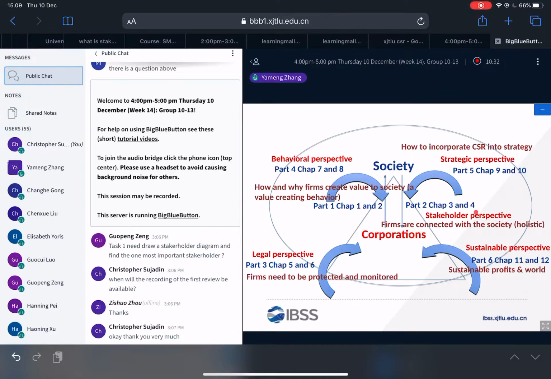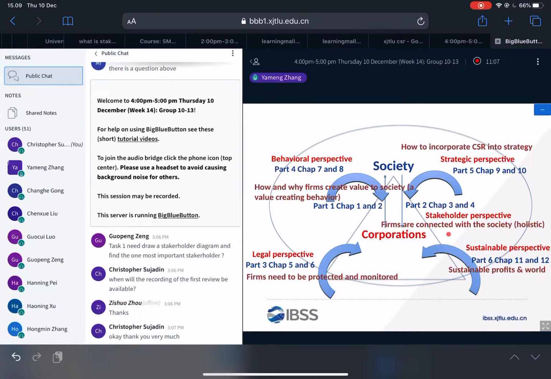So in part 2, we should know that the firms are connected with the society. We should analyze the firm issue from a holistic perspective or from the stakeholder perspectives. So in chapter 3, we mainly talk about stakeholder theory. Who are the stakeholders? How to identify the most important stakeholders, and why are stakeholders important to the firm, and why should firms take responsibility to stakeholders? That is what chapter 3 introduces.